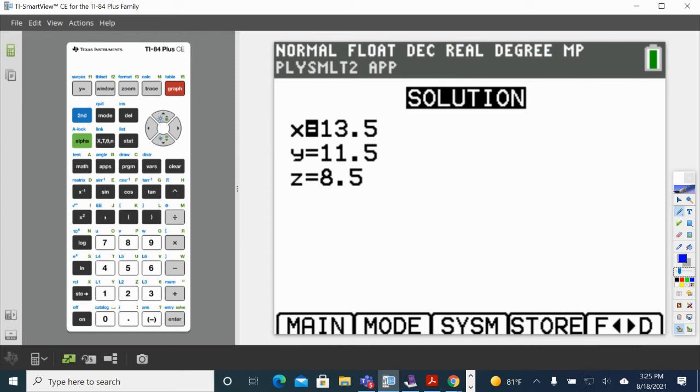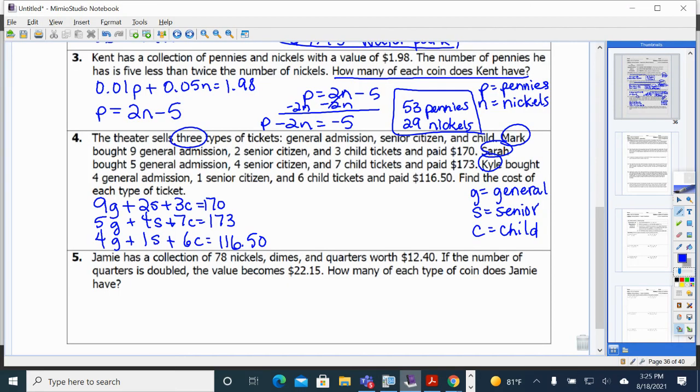And again, this is giving us in order the X, Y, Z, or for ours, the general admission, senior citizen, and the child. So the general admission is $13.50. The senior citizen was $11.50, and the child's ticket was $8.50.